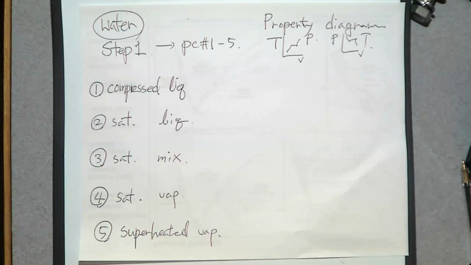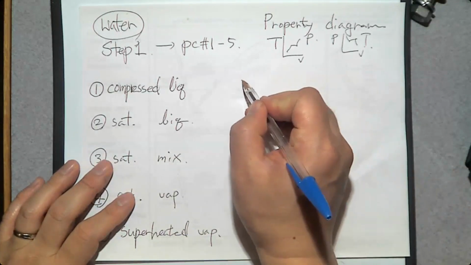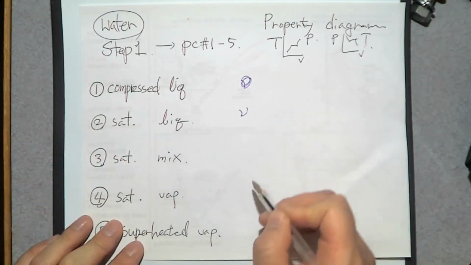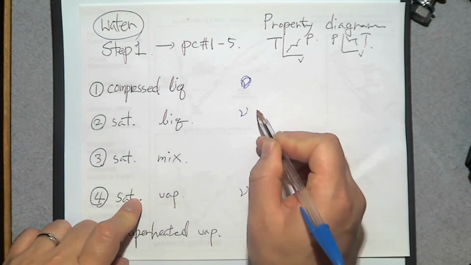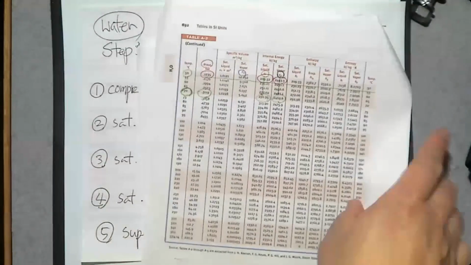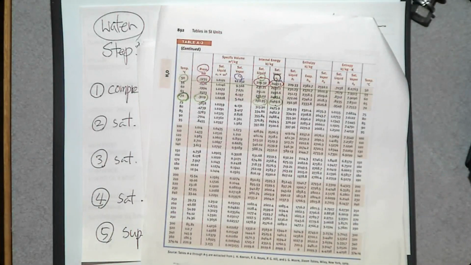Then which one do we want to study first? Let's study the easiest ones. There are 2 easiest ones. Number 2, saturated liquid. Number 4, saturated vapor. If you want to evaluate, let's say, a specific volume of saturated liquid or saturated vapor, how can we find them? We already did in a previous example. The specific volume of saturated liquid and saturated vapor are already given.